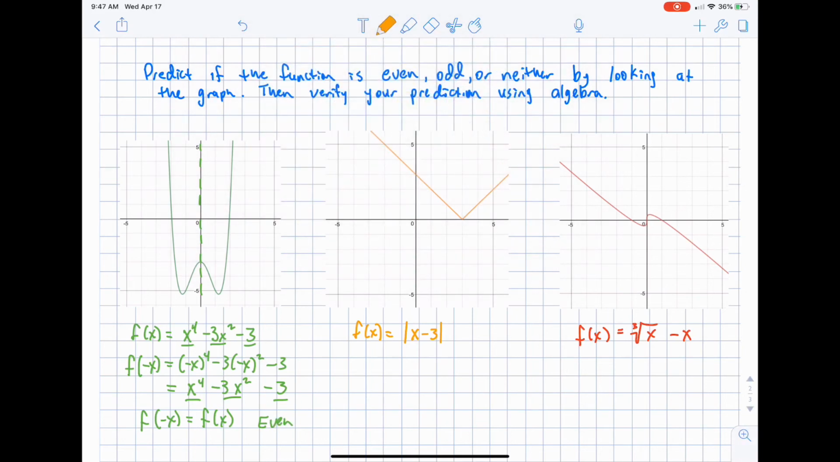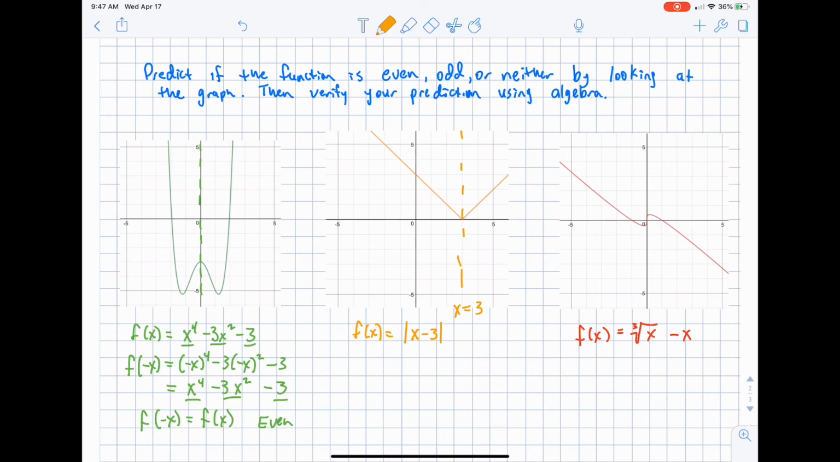All right, let's take a look at the next one. So we have f of x is equal to the absolute value of x minus 3. Now again, as I look at this, I see that there is some symmetry, some linear symmetry, but that's at x equals 3. It's not at the y-axis. So I'm predicting that it's not going to be even.